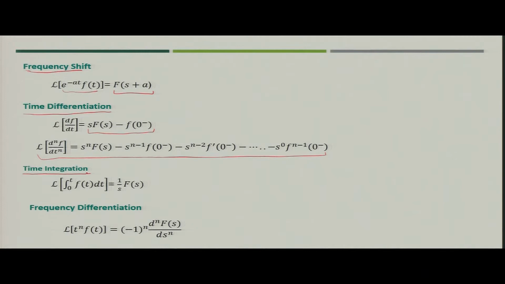Then we discussed time integration. If you have the integral from 0 to t of f(t) dt, and you are asked to find its Laplace transform, it would be 1 upon s times F(s), where F(s) is the Laplace transform of the function f(t). Now, frequency differentiation: if you have the function t to the power n f(t), its Laplace transform would be minus 1 to the power n, d to the power n F(s) by ds to the power n.